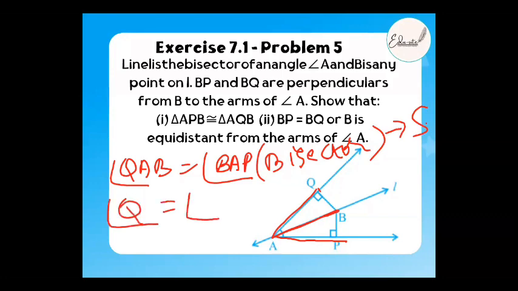90 degree. 90 degree. Excellent. It is perpendiculars they have given already. Angle BP and BQ are perpendiculars. तो ये और ये equal हो गया. अब हमारे पास what is remaining? We have one side, one angle. We need one more side.